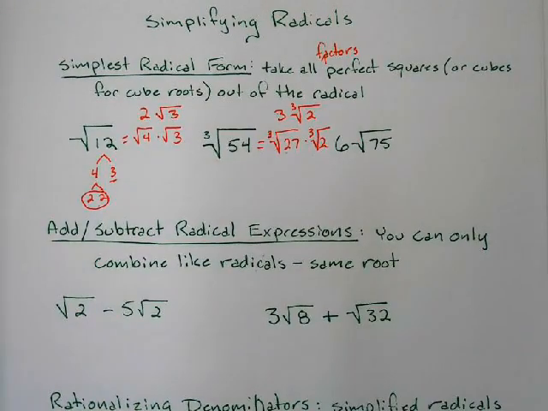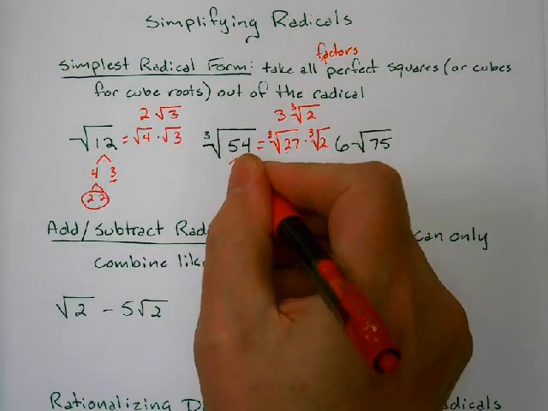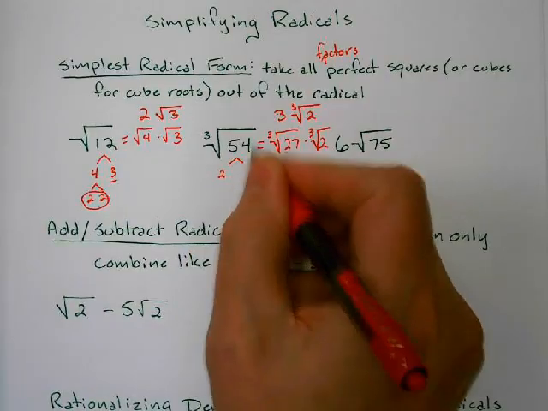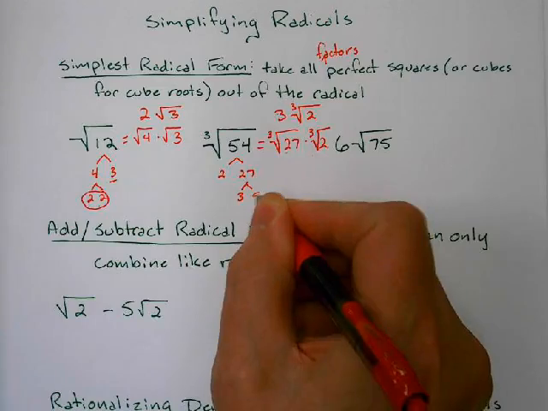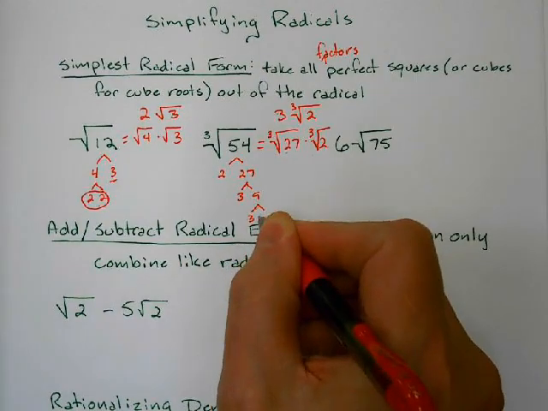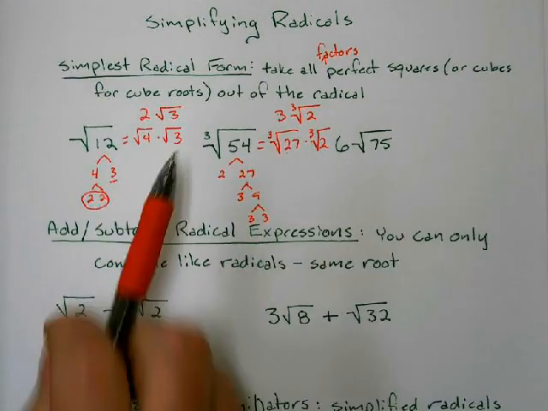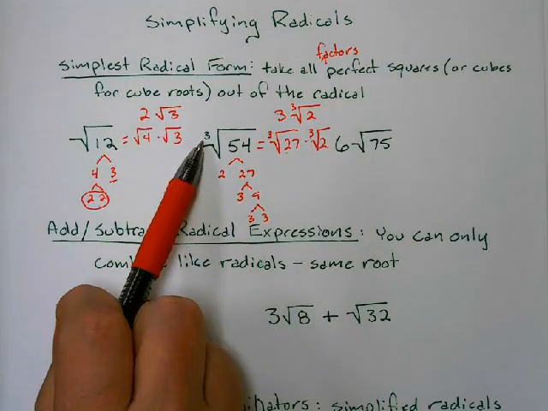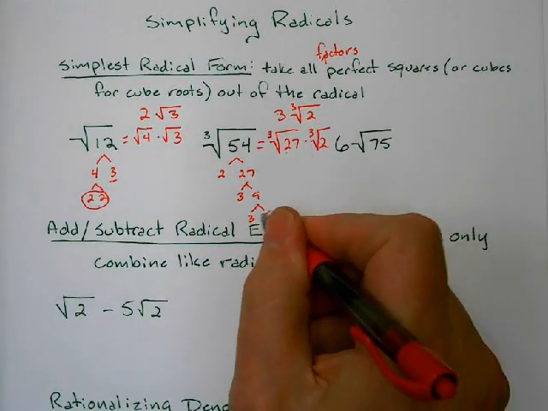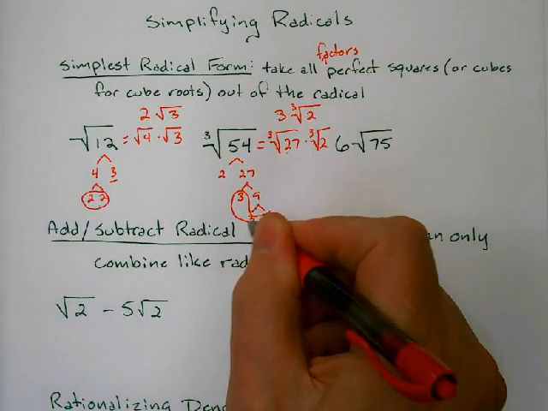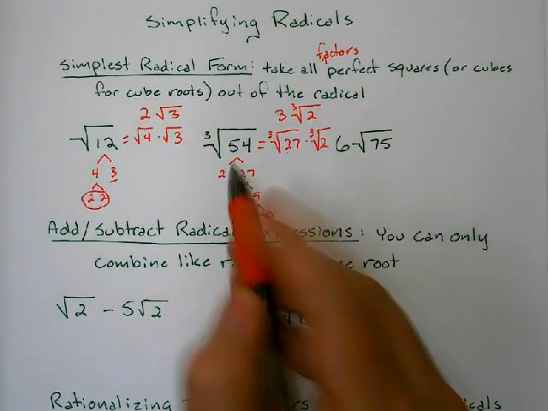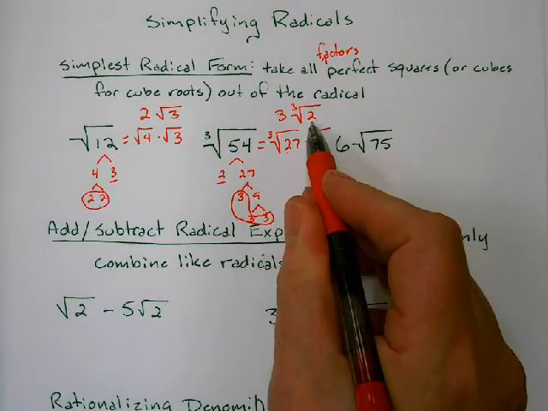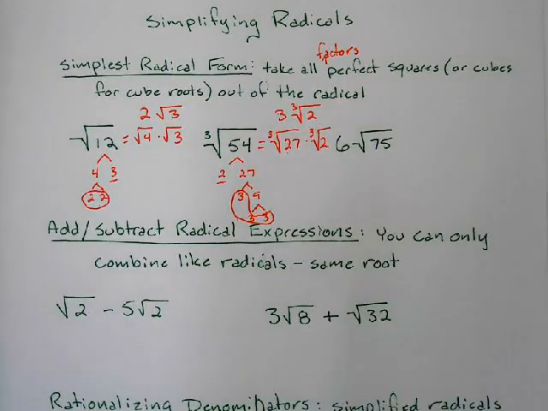Now again, if you didn't know that, you could just do something like this. 2 and 27. 27 is 3 and 9. 9 is 3 and 3. But now since the index number up here is 3, we're looking for 3 of a kind, because that would make a cube. So the 3 goes outside and the 2 stays inside the root because it was not a perfect cube.